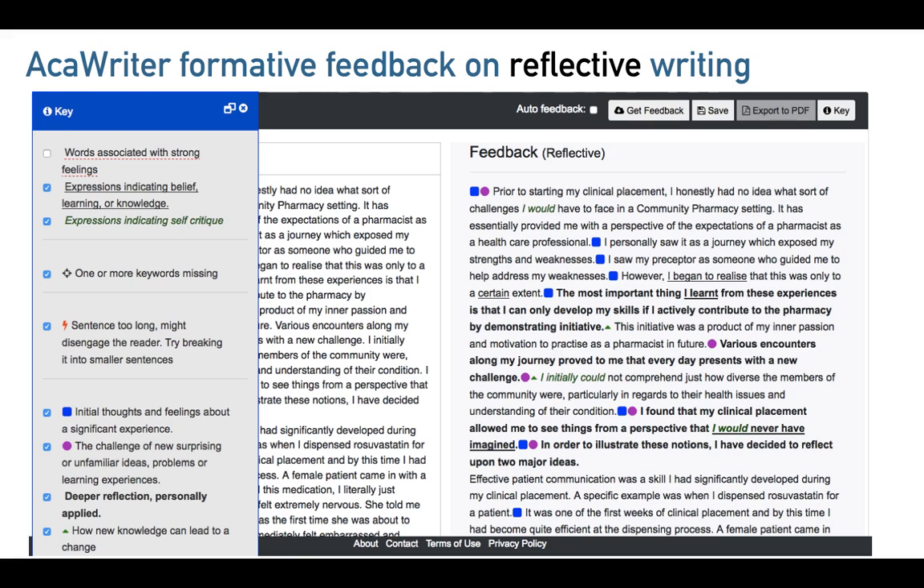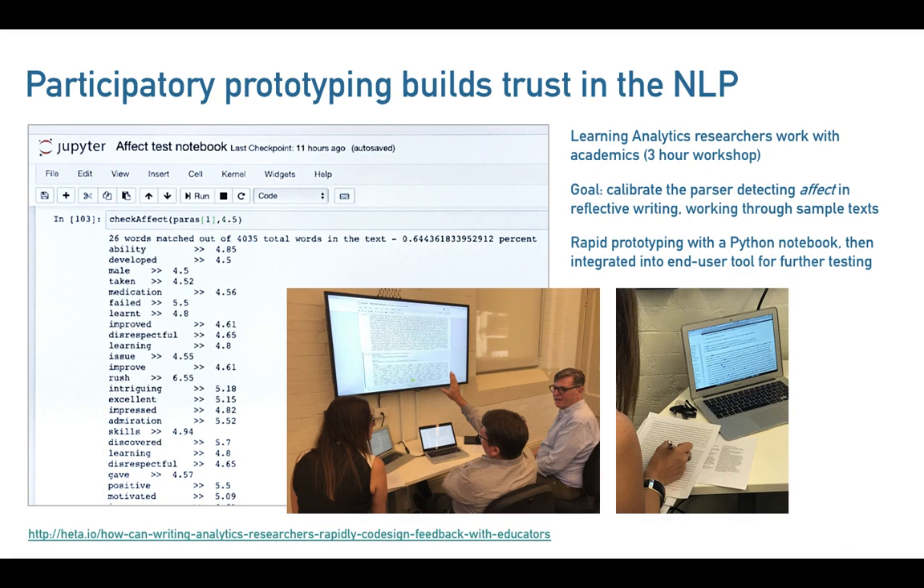Here, this is a student who's been working in a pharmacy for the first time and actually having to deal with a difficult situation. Okay. Again, you can read all about that in more detail. And again, an example of how we work with the teachers.